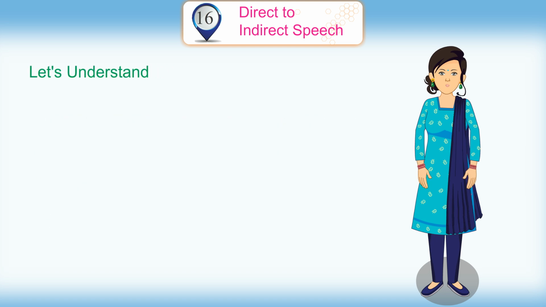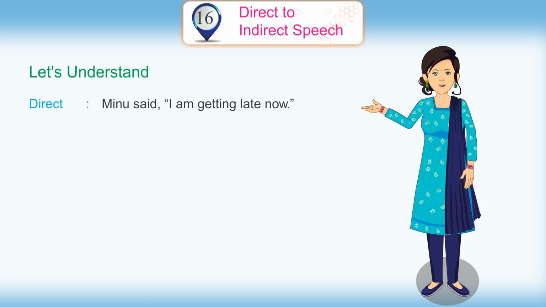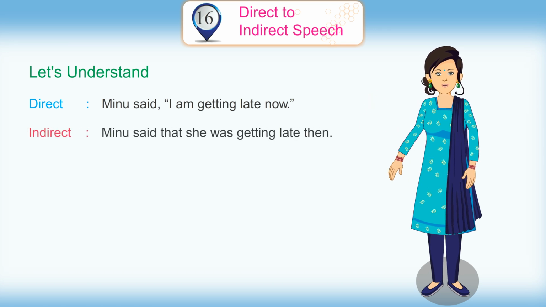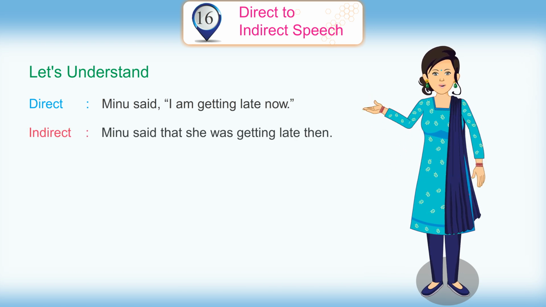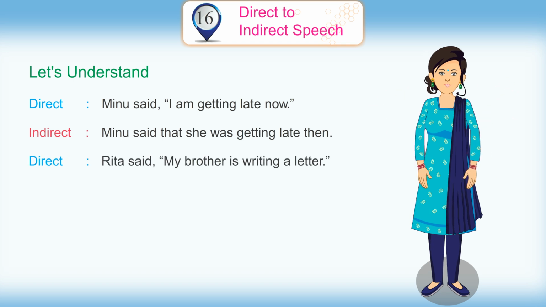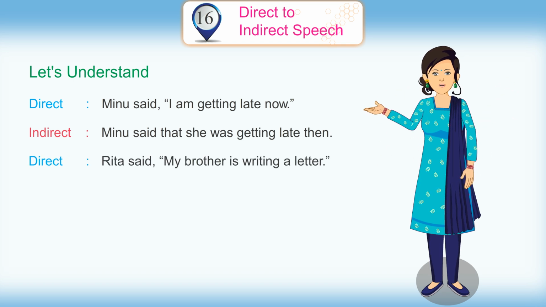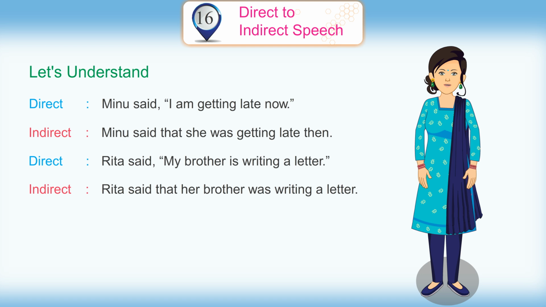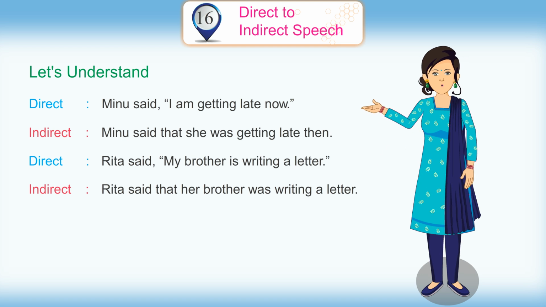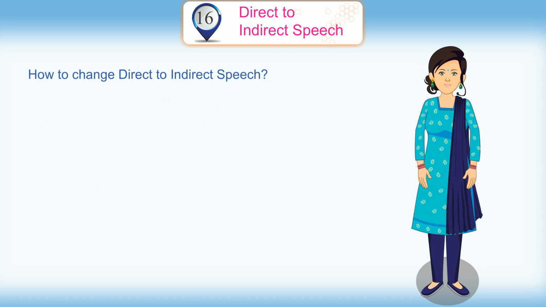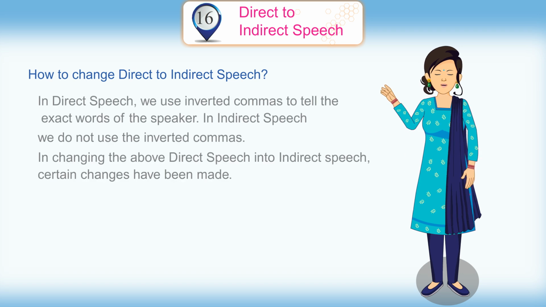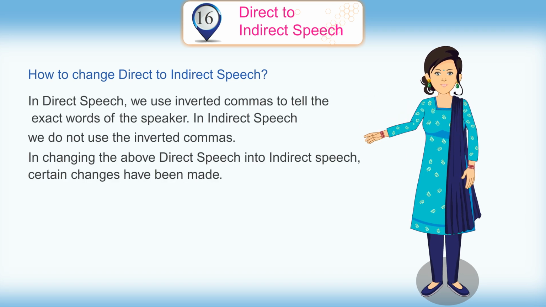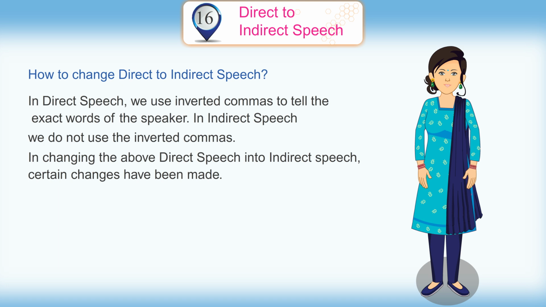Let's understand. Direct. Meenu said, I am getting late now. Indirect. Meenu said that she was getting late then. Direct. Rita said, my brother is writing a letter. Indirect. Rita said that her brother was writing a letter. How to change direct to indirect speech? In direct speech, we use inverted commas to tell the exact words of the speaker. In indirect speech, we do not use the inverted commas.